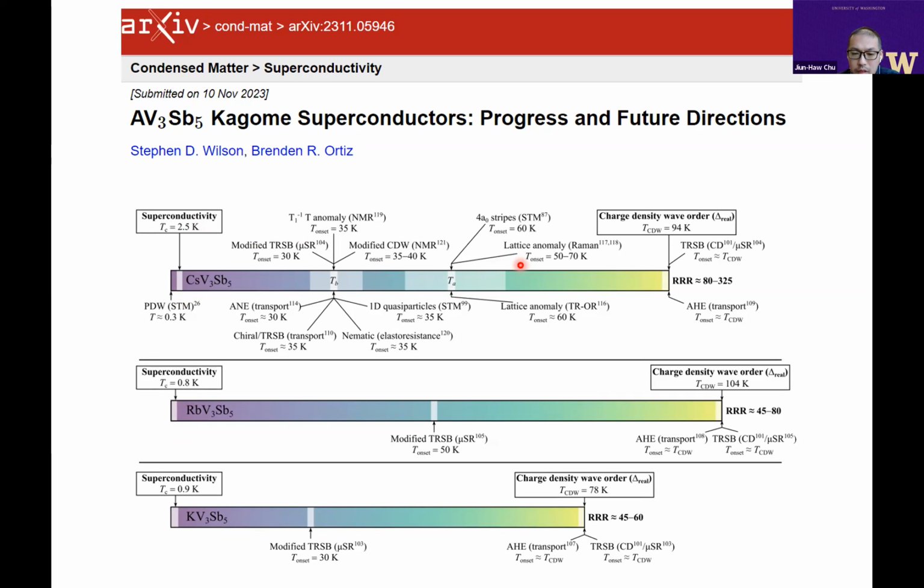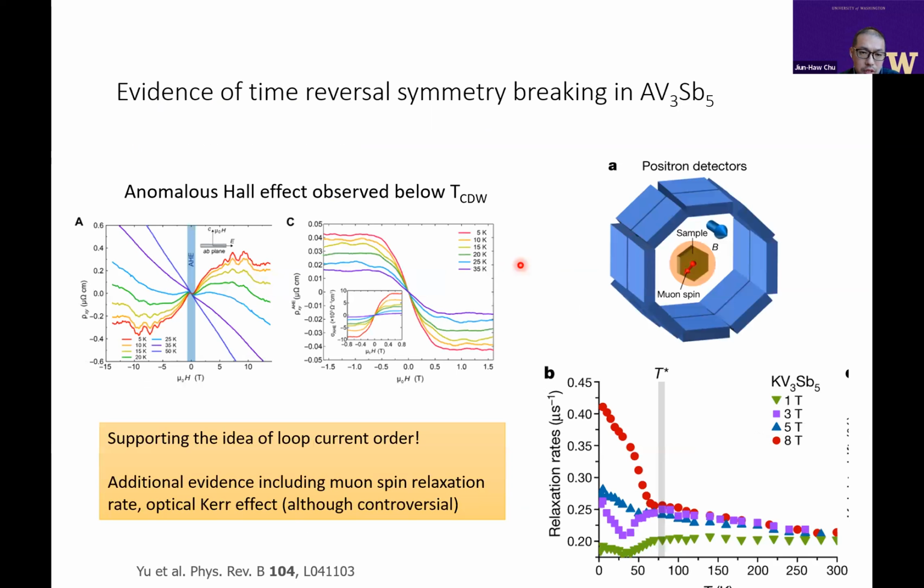I'm not going to go over all these transitions and crossovers. I'll just focus on the evidence of phase transitions. First is the evidence for time reversal symmetry breaking. I think the first thing that got people's attention is this anomalous Hall effect that is detected just below the charge density wave, which is very unusual because charge density wave is typically not a magnetic transition, so you don't expect an anomalous Hall effect.